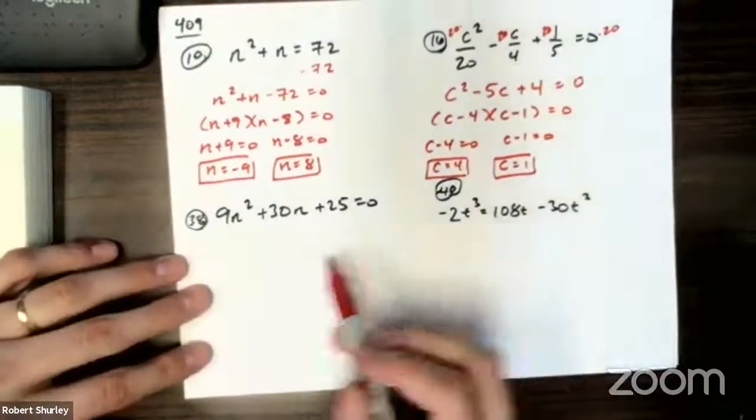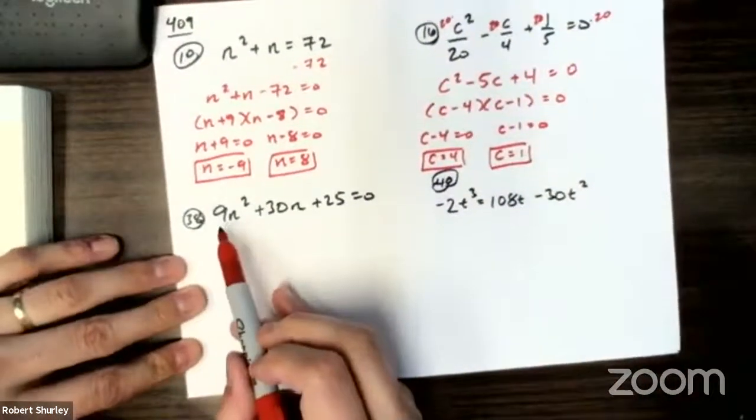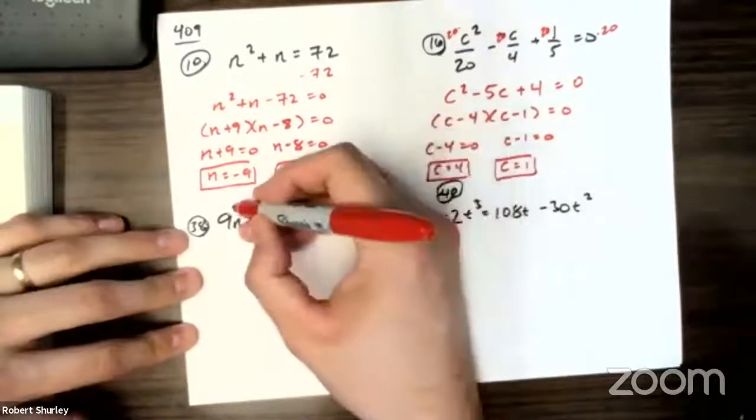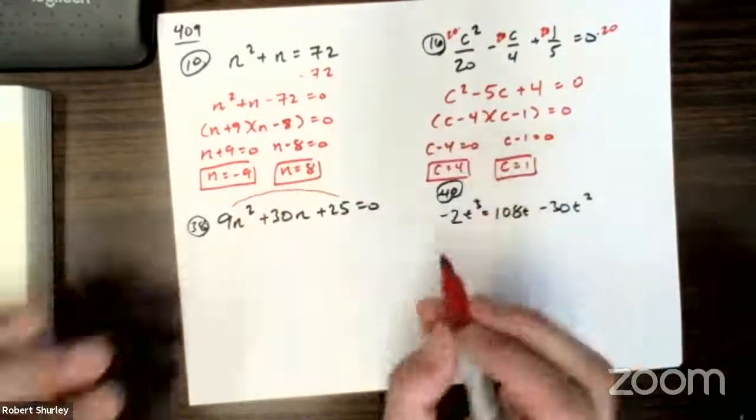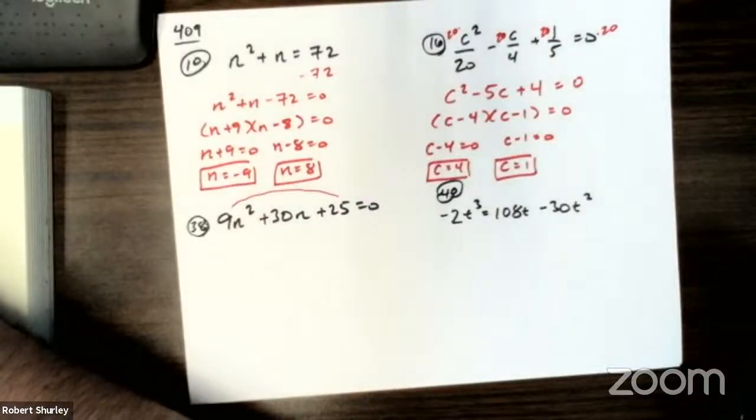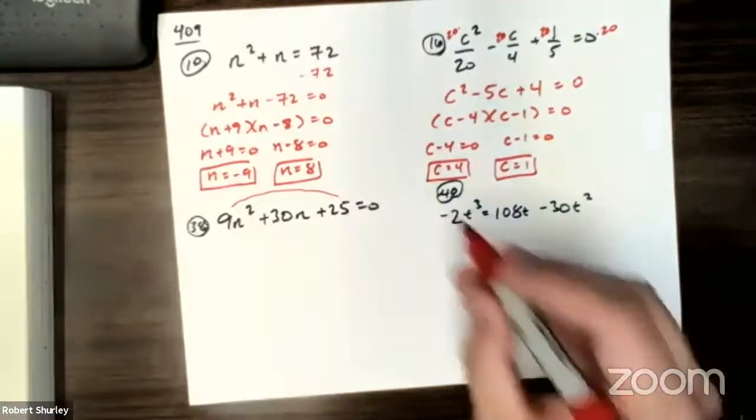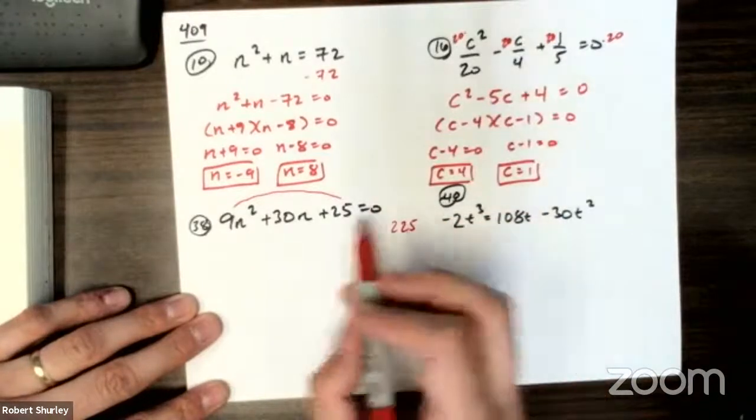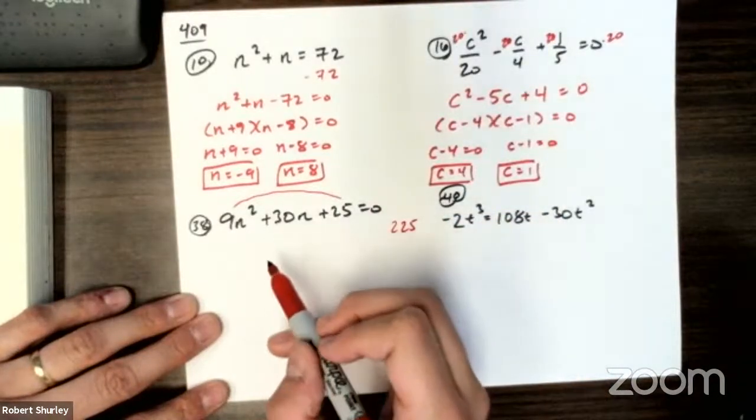And then let's look at the other 2. So the last one, I'm going to do the AC method way. So 9 times 25, take out my calculator. 9 times 25 gives me 225. And I've got to find 2 numbers that multiply to give me 225 that add to give me 30.